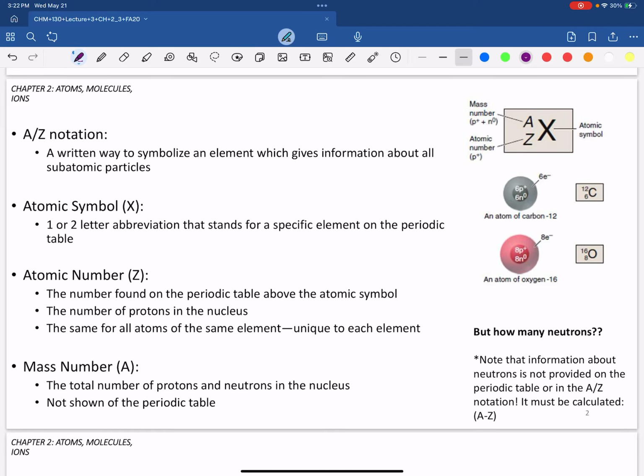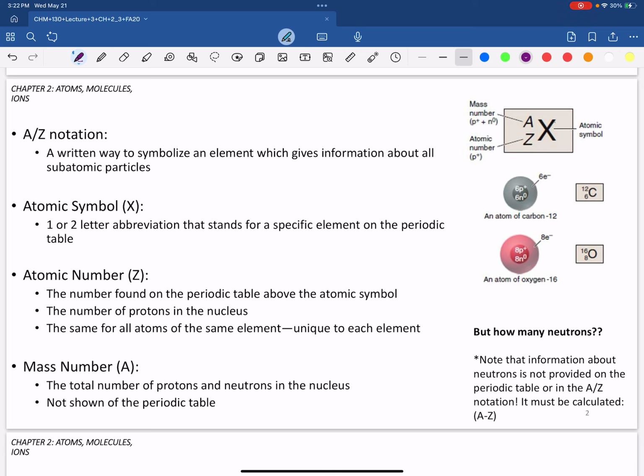All right, now let's look at the way to represent the subatomic particles that we just talked about. This is called the AZ notation, and it is a way to symbolize an element that gives all the information that you need in terms of how many subatomic particles there are of each kind. So the AZ notation has kind of three different parts to it.